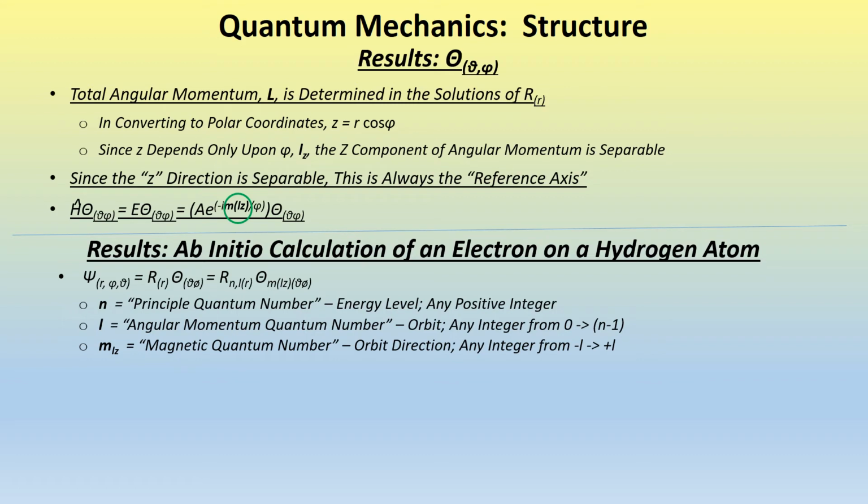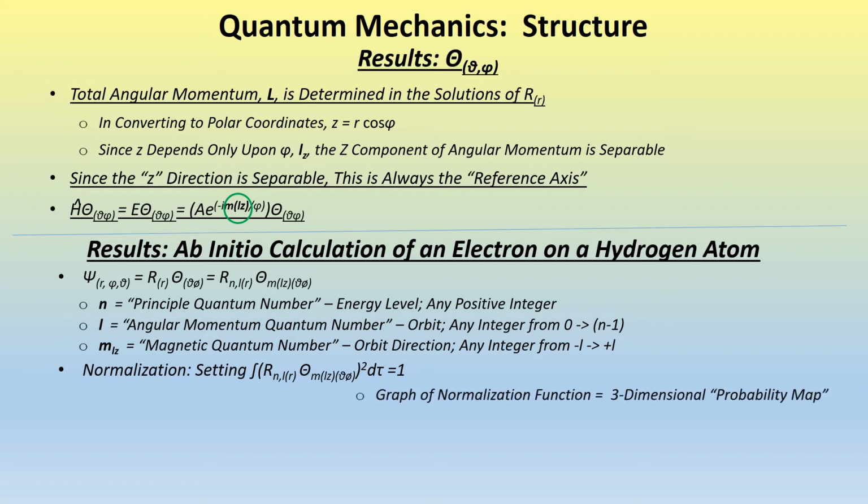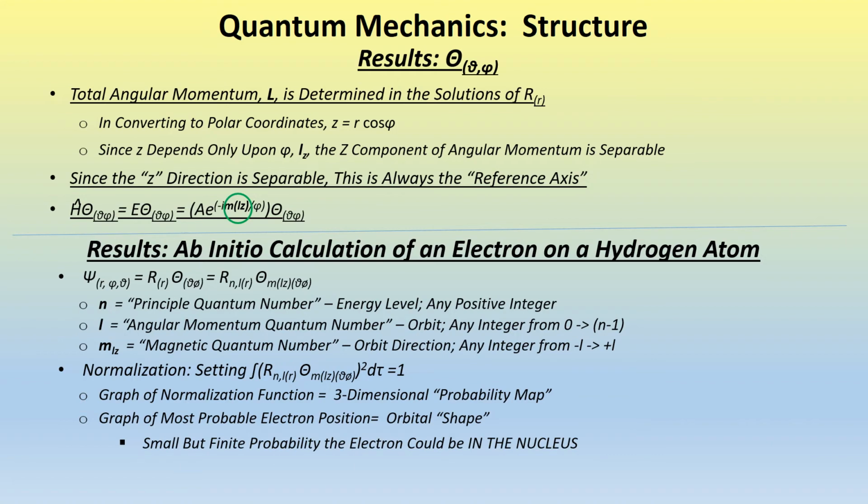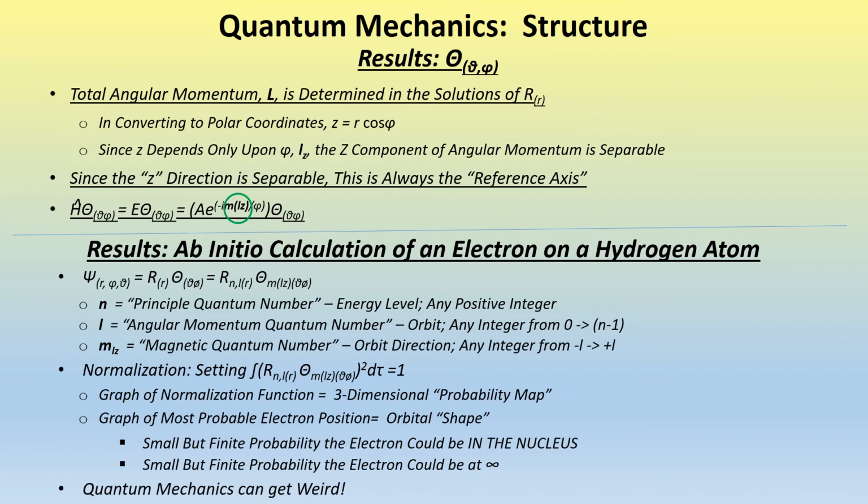Normalization of these functions. Setting the integral of R sub n L theta sub theta phi squared d tau equal to 1 gives the following. A graph of the normalization function is essentially a three-dimensional probability map. A graph of the most probable electron position gives what we commonly call the orbital shape, round for s orbitals, dumbbell shaped for p. There is also a small but finite probability the electron could be in the nucleus. Looking at the probability distribution function, there is also a small but finite probability that an electron attached to an atom could be at infinity. Quantum mechanics can certainly get weird.